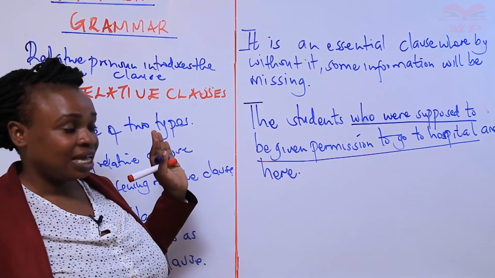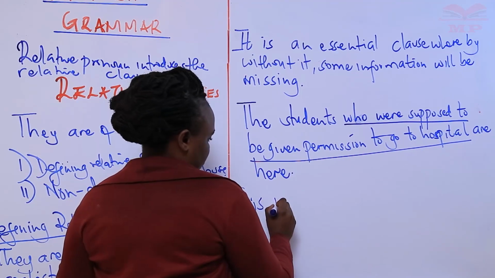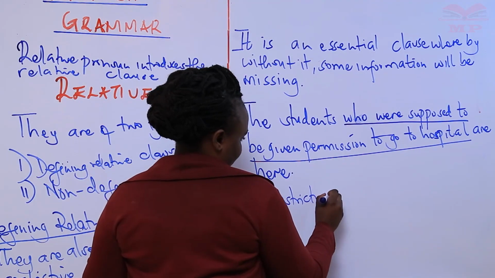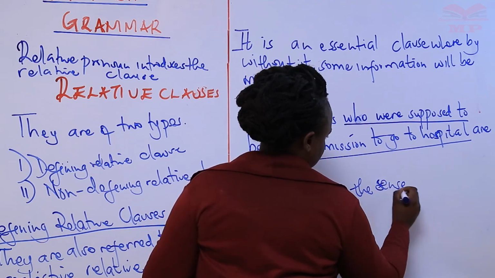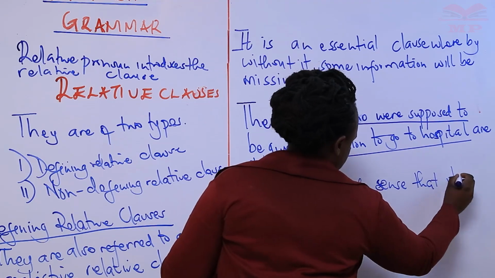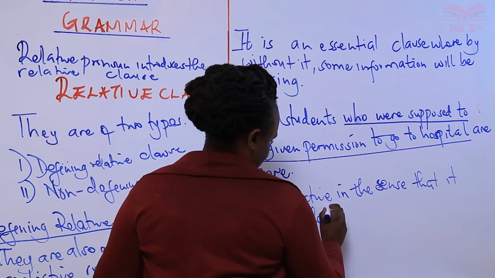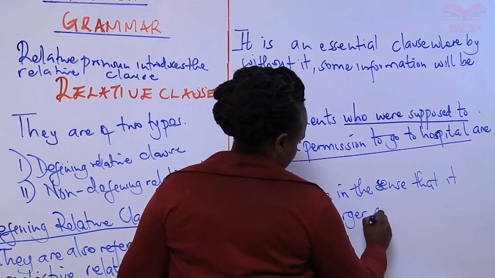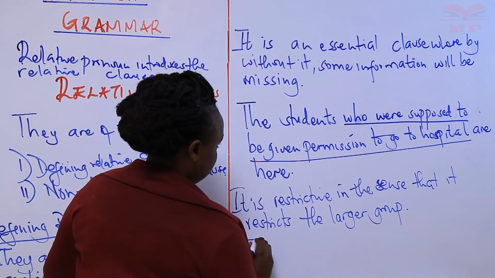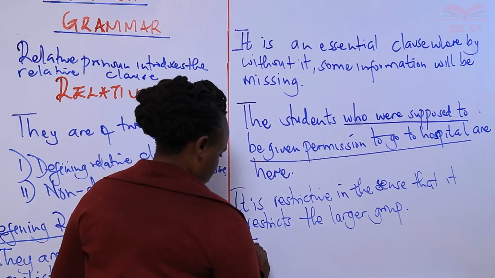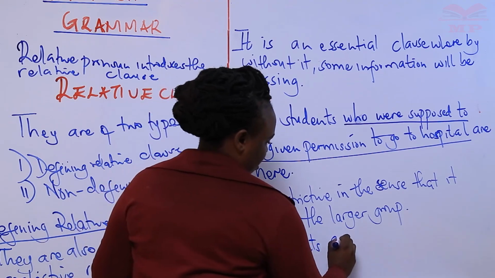So why are we calling it restrictive? We are calling it restrictive in the sense that it restricts the larger group, whereby the students are the larger group.